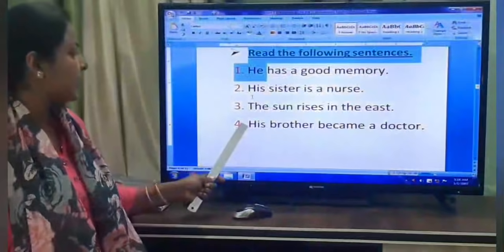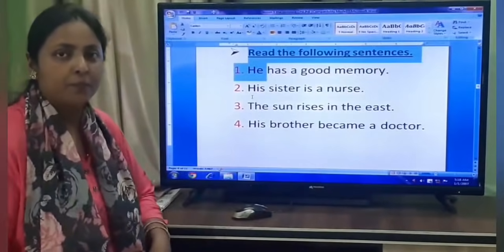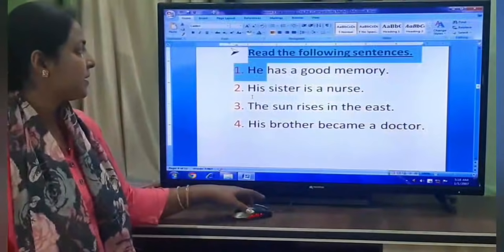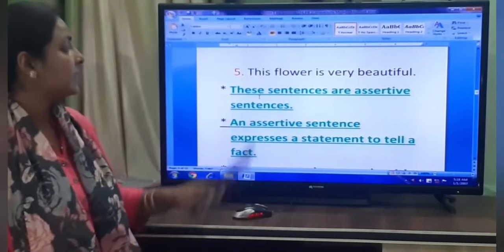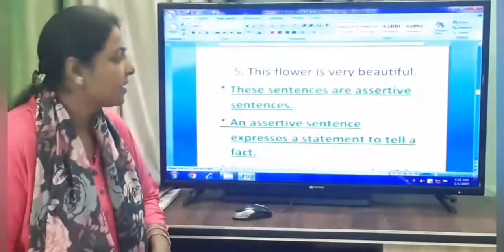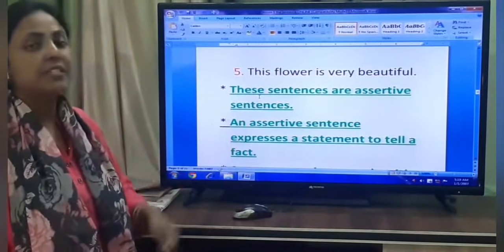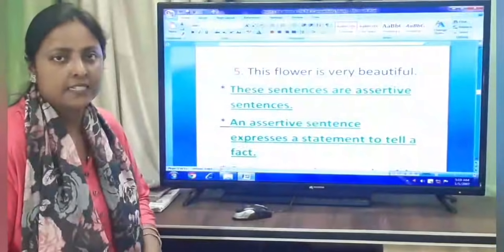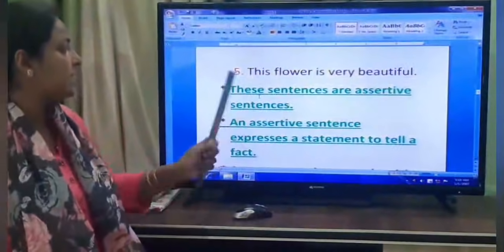It starts with a capital letter and ends with a full stop. The next example is, this flower is very beautiful. Now these sentences are assertive sentences. Which sentences? Assertive sentences.